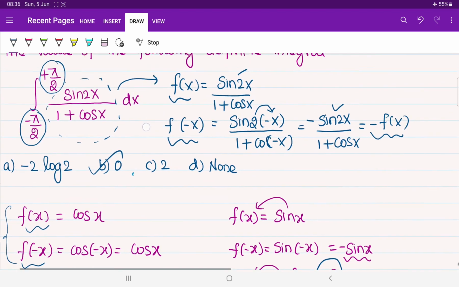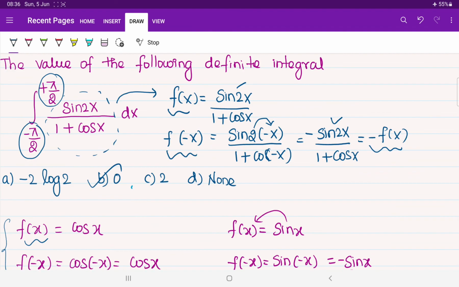So, don't forget, whenever a trigonometric function is given to you, just once cross check whether it is an even function or odd function, so that you can easily resolve the question without thinking further. This is all for this lecture.